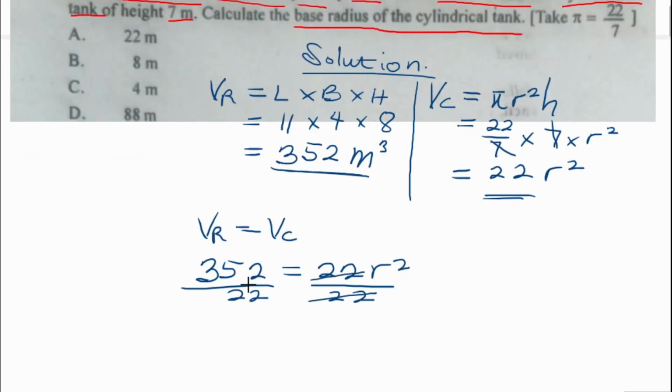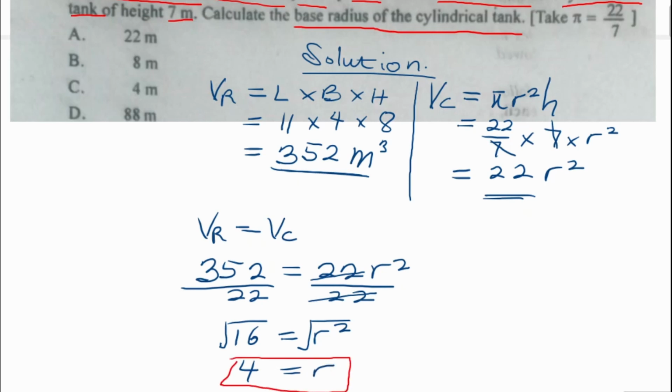22 will divide 352 16 times. So 16 will be equal to r squared. We take the square root of both sides. And 4 will be equal to r. So looking through the options, the correct answer is option C. So r equals 4 meters. We take the next question.